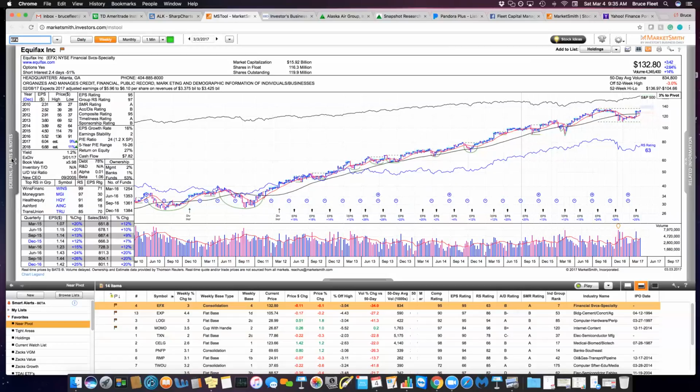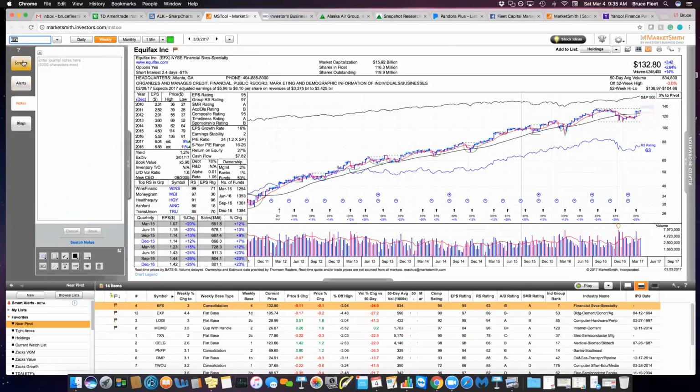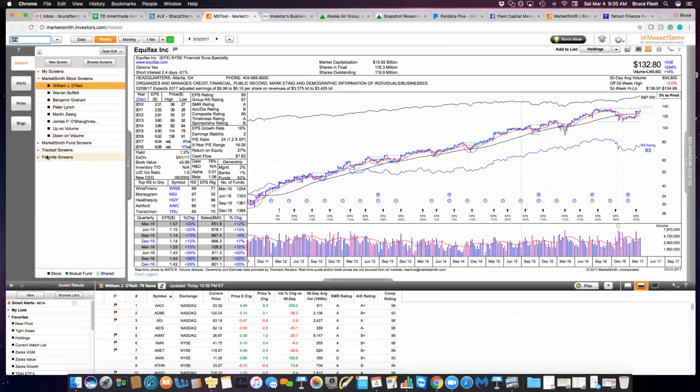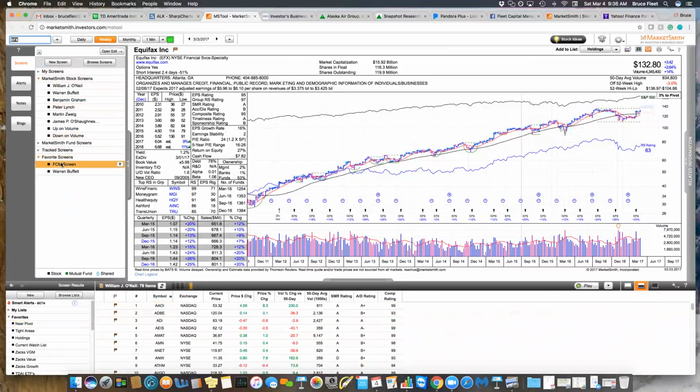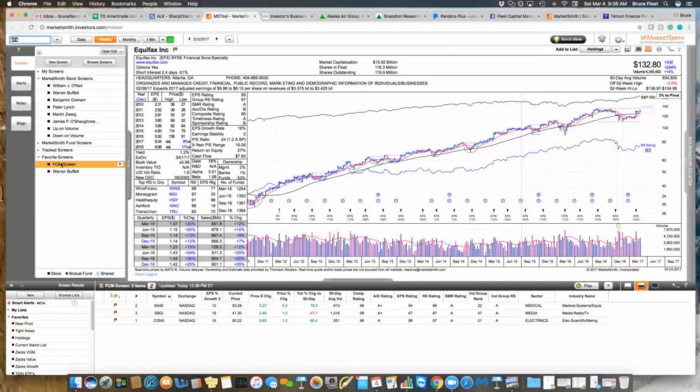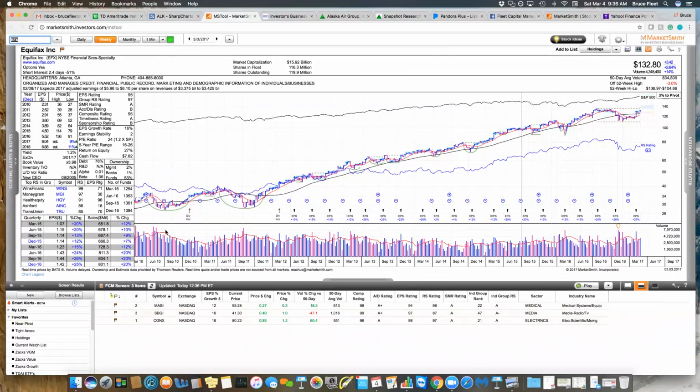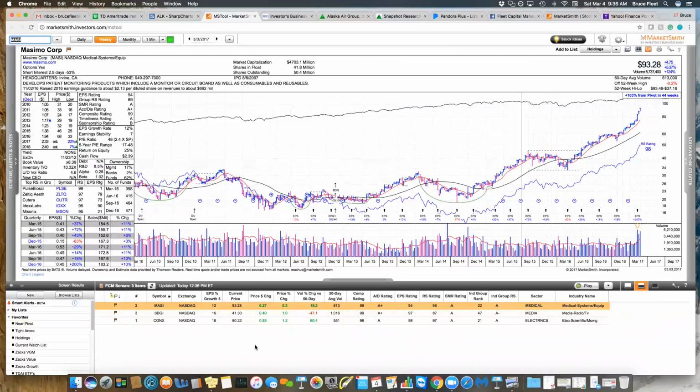Another screen that I use, and I hope this makes sense, is what I call my FCM screen. This is a screen that I do, and you can see only 3 names came up out of 8,000 in my FCM screen. And what I'll do is I'll go and look at those stocks. So let's just pull up one of these stocks and let's take a look at, is there anything in here that we want to buy?